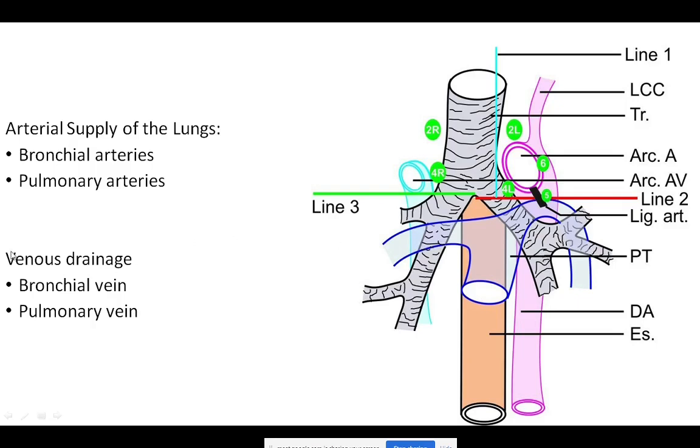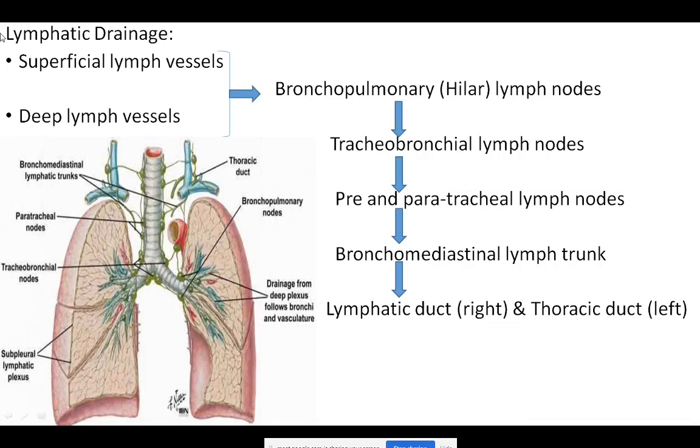Then the venous drainage: the bronchial and pulmonary arteries are accompanied by a bronchial vein and a pulmonary vein. Okay, the lymphatic drainage of the lung. There are two sets of vessels that drain the lymph fluid of the lungs: superficial lymph vessels and deep lymph vessels.